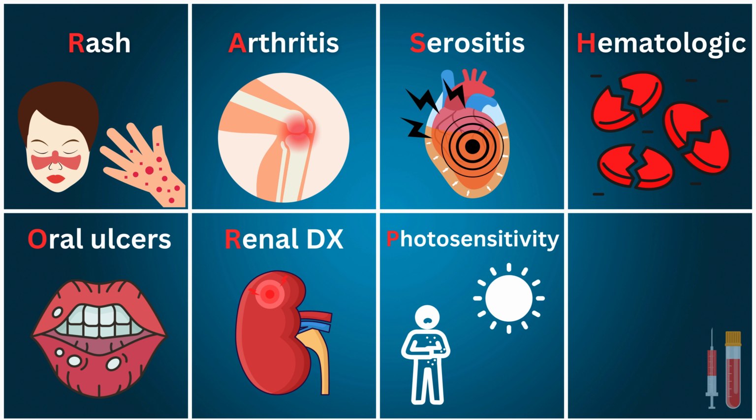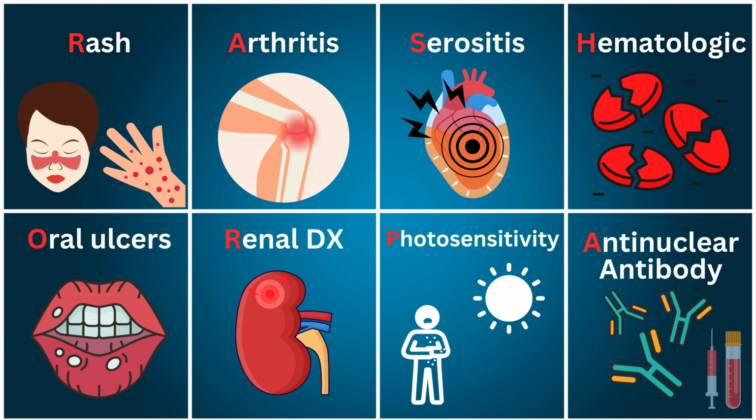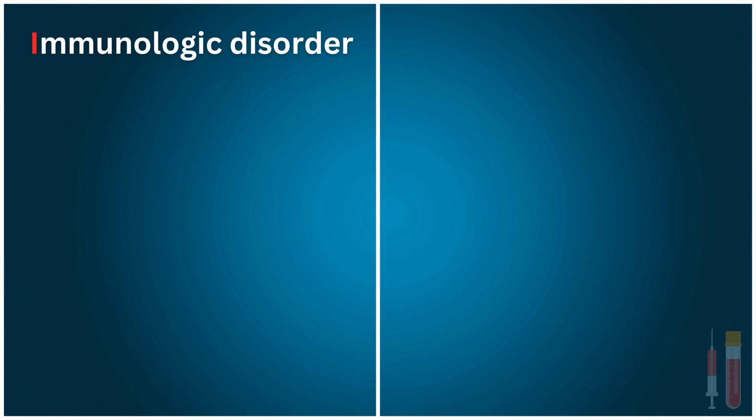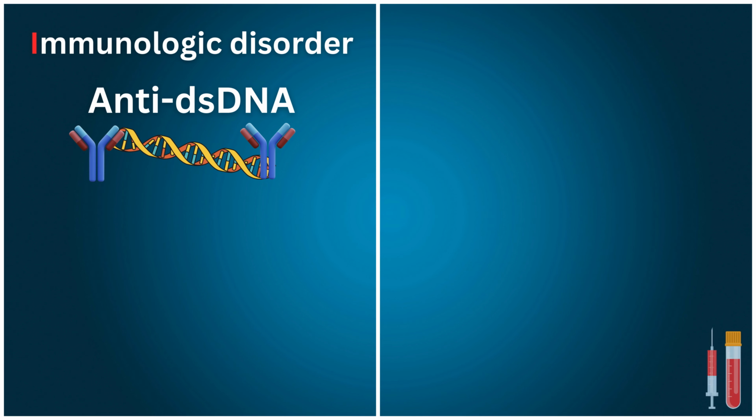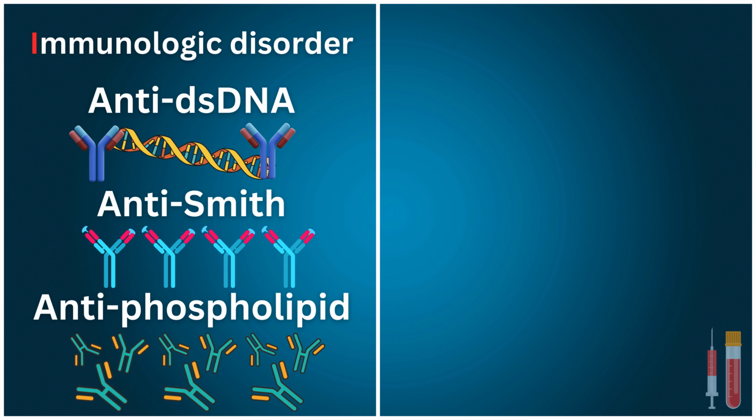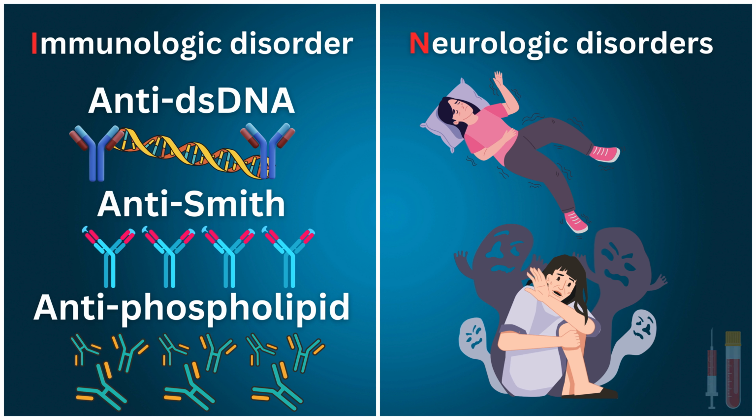P stands for photosensitivity, which means flaring of the symptoms like rash due to exposure to the sunlight. A stands for anti-nuclear antibodies. I stands for immunologic disorder, to remind you of the antibodies present in SLE like anti-double-stranded DNA, anti-Smith, and anti-phospholipid antibodies. N stands for neurologic disorders like seizures and psychosis.